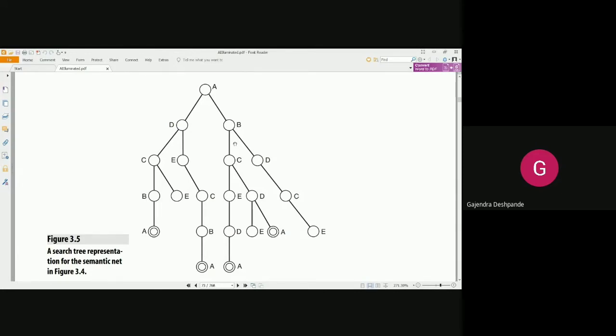So the path from A to A, where you are reaching a double circle, is known as a complete path, because that's your goal node. You are reaching the goal node successfully. But you can also see some nodes, for example E, represented using a single circle. You are starting from A and reaching E, but our goal node is A. So E is not a goal node. That is known as a partial path. The path from A to E is a partial path because you are not reaching the goal node.